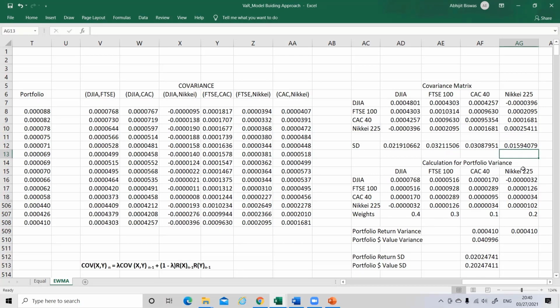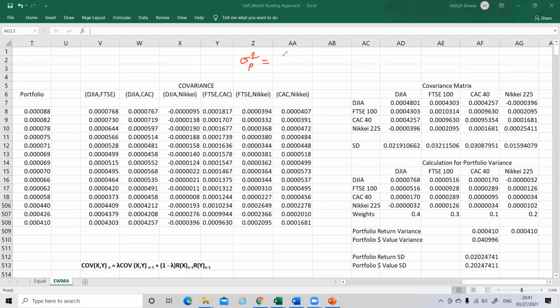Now we'll come to calculation for portfolio variance. Now, before I do that, let me just show you the formula. Formula looks a little scary, but don't get scared. We can easily calculate it in the matrix form. The formula for portfolio variance is this.